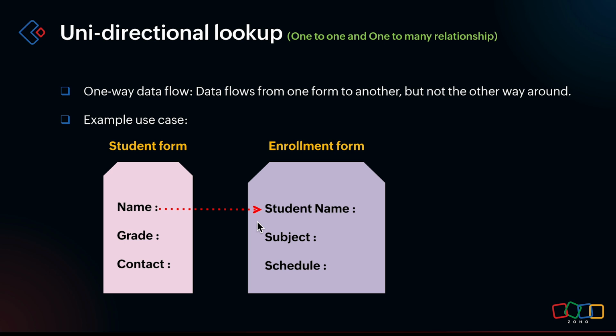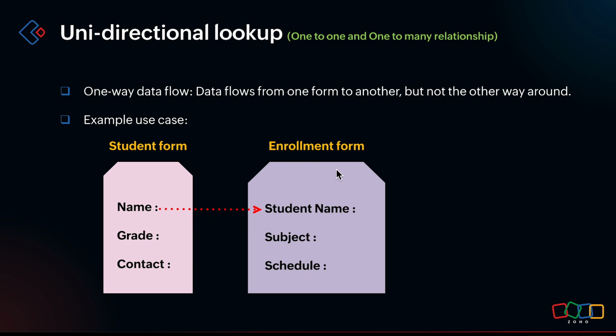So first we have the unidirectional lookup. As the name suggests, data flow happens in a one-way manner, that is, in a unidirectional way. In this specific use case, you can see we have fetched the student name from the student form and displayed the same in the enrollment form. So the data is transferred from the student form to the enrollment form. This is an example of a unidirectional lookup.